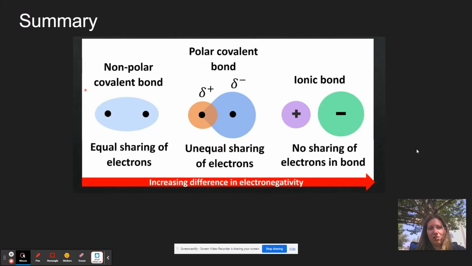And lastly, if the electronegativities are so different, like a metal and a non-metal, the non-metal that has a stronger attraction can completely pull away an electron or multiple electrons from the other atom, and then those oppositely charged ions attract, and we have an ionic bond. So those are the three types of bonds, and how they form between atoms with similar versus different electronegativity.